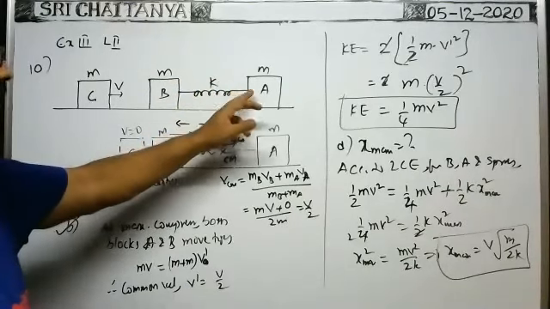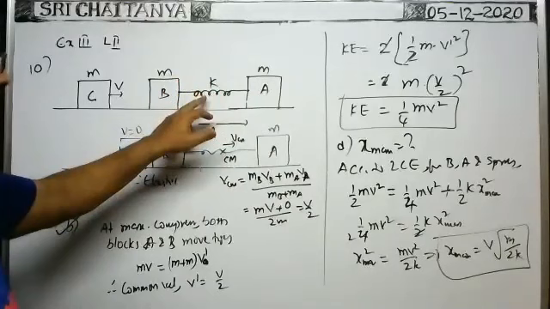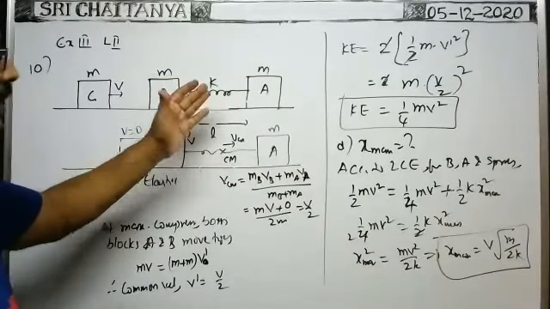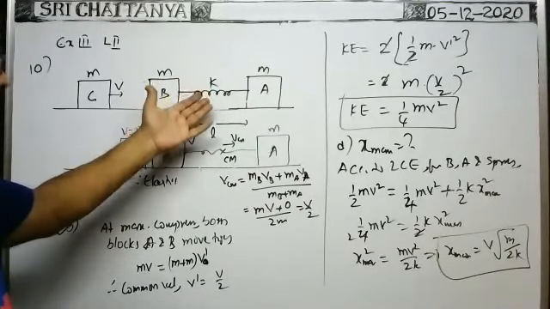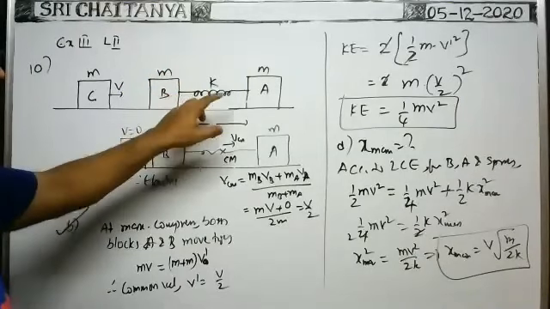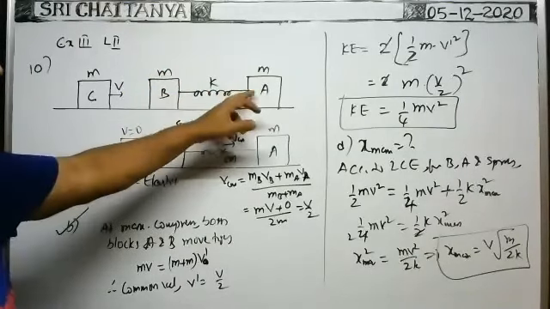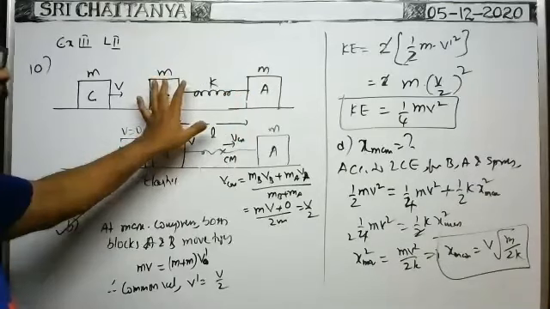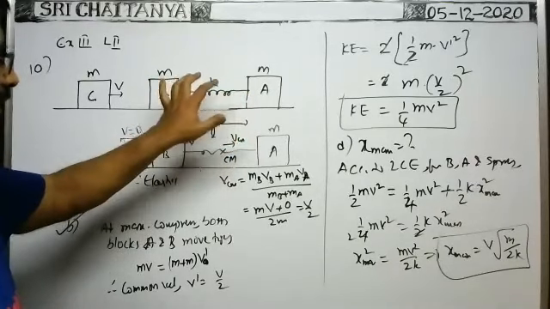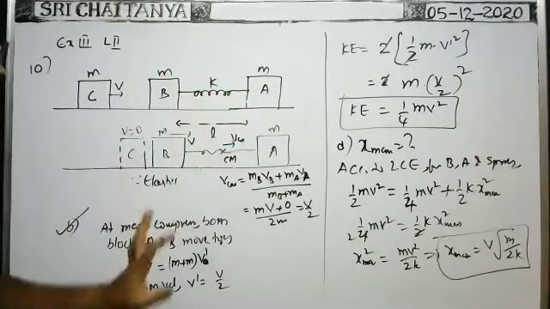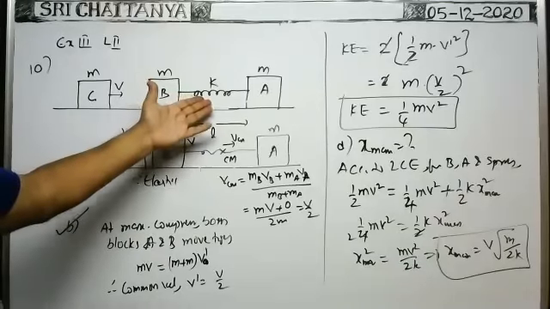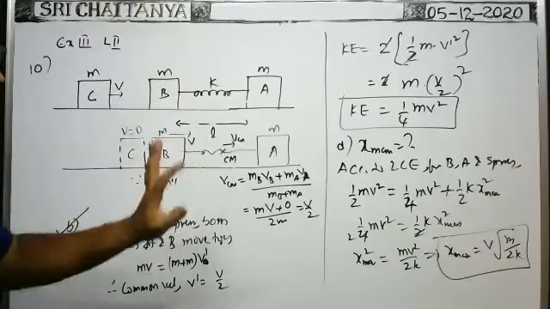Initially, the two blocks are kept at a certain separation so that the spring is in its natural length. That means there is no extension or compression. The two blocks are connected by the spring and kept at a separation so that it is in its natural length, so no energy is stored in the spring.